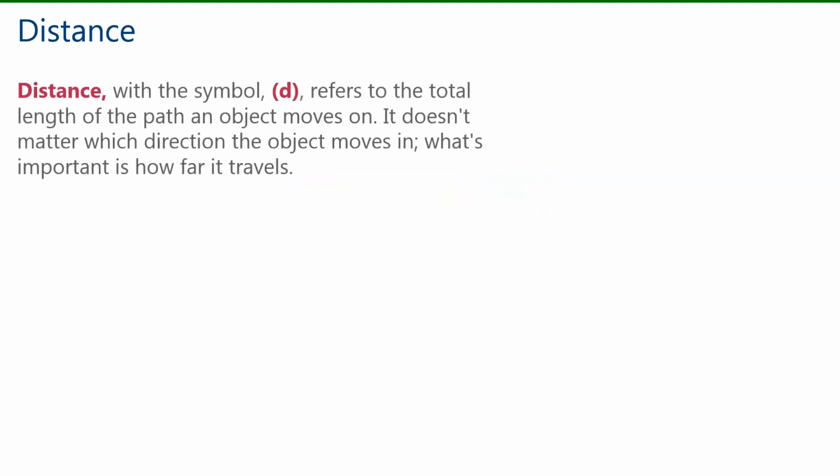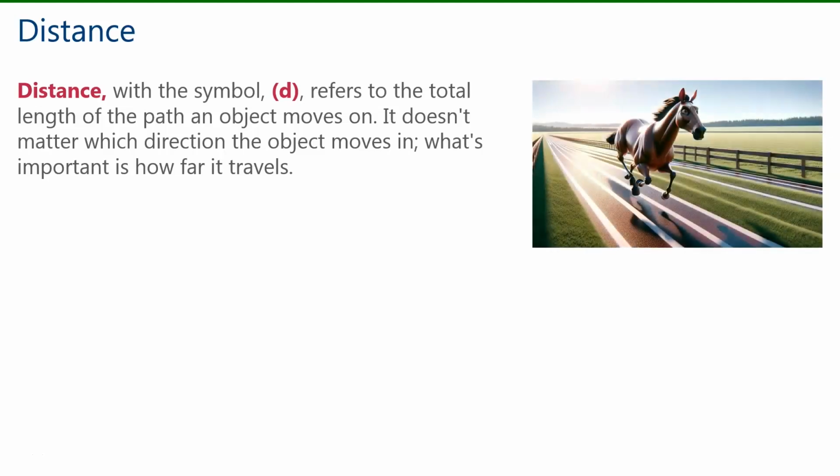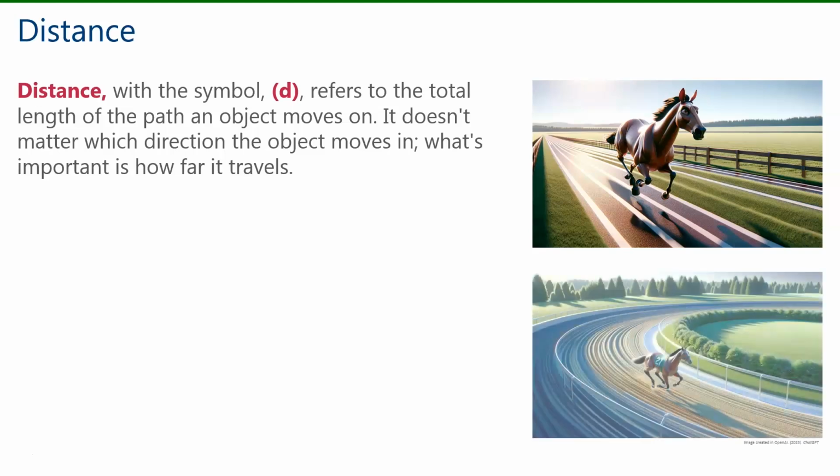Distance, with the symbol lowercase d, refers to the total length of the path an object moves on. It doesn't matter which direction the object moves in. What's important is how far it travels.